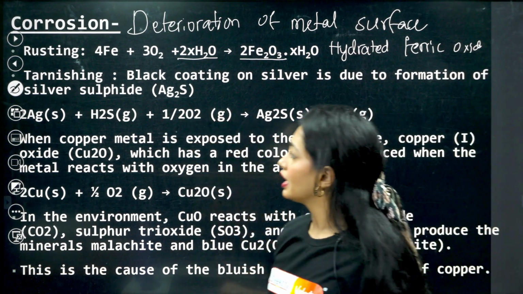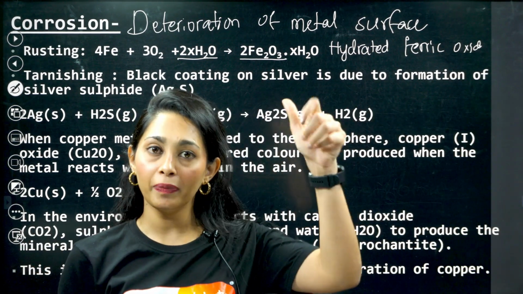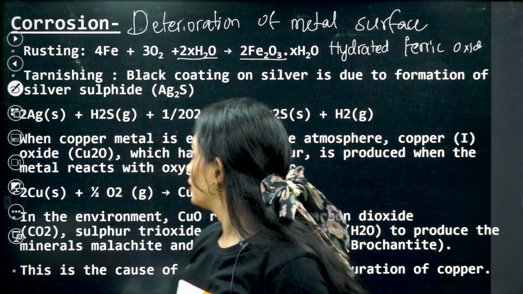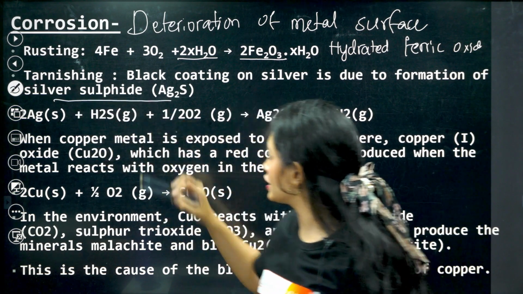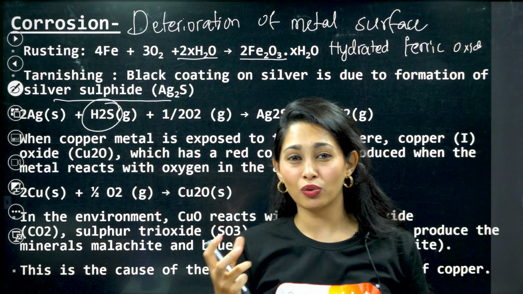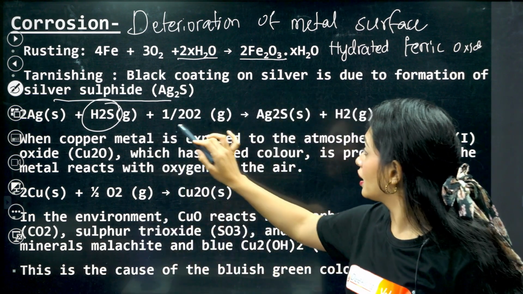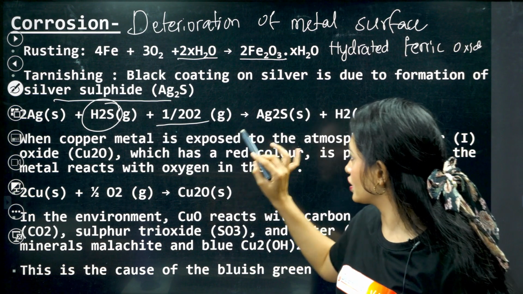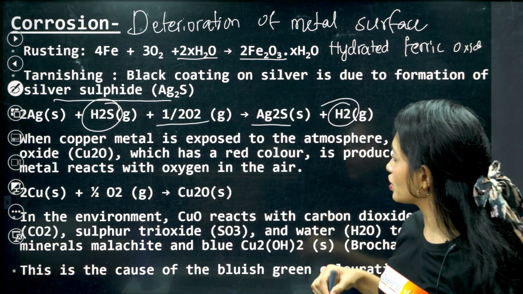Then tarnishing. Tarnishing happens in the case of copper and silver. Corrosion in the case of copper and silver is called tarnishing. The black coating on silver is due to the formation of silver sulfide, Ag2S. 2Ag plus H2S, a very pungent, garbage-smelling gas, hydrogen sulfide. It reacts with oxygen gas to give Ag2S, silver sulfide, and hydrogen gas.